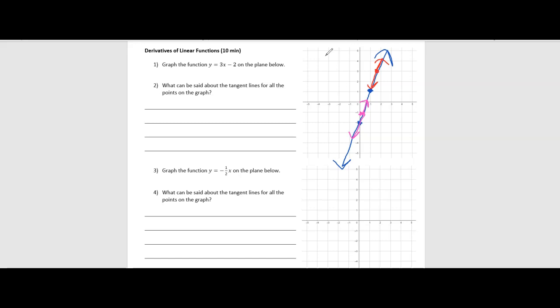But let's think about it. What would the slopes of the red and pink tangent lines be? Well, if they're the same line as our original function, they would have the same slope as our original function, right? They'd have the same slope as the blue line, which represents y equals 3x minus 2. So they have the same slope as our original function.